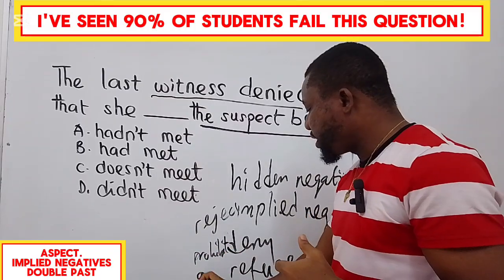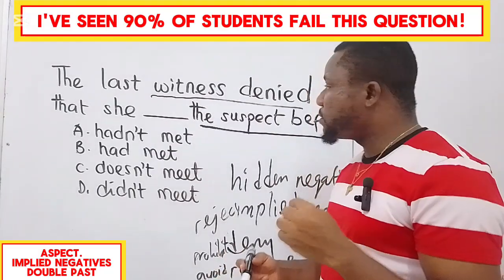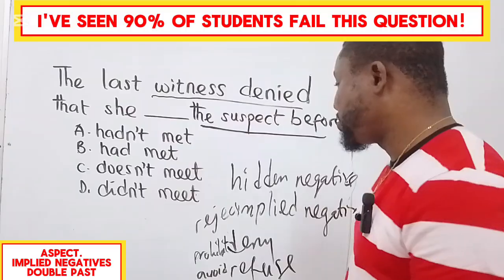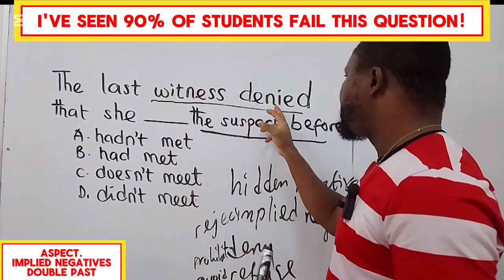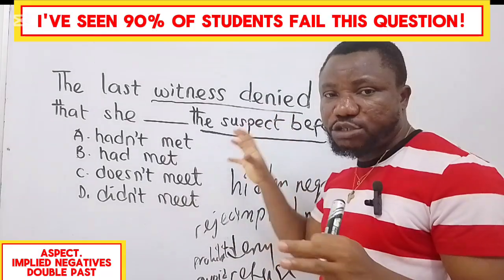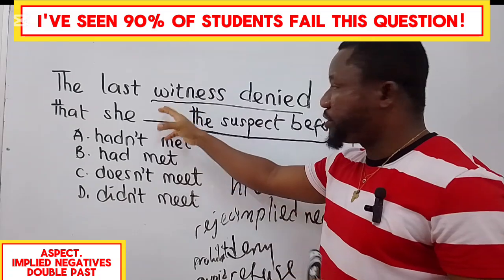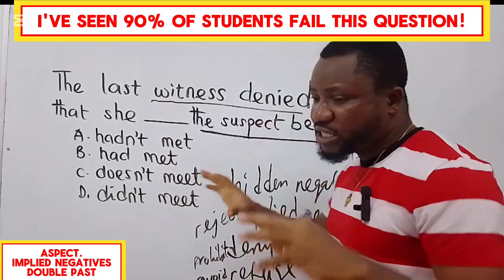We have avoid. So these are just some of the words with hidden negative that WAEC, NECO and JAMB examinations often test students on. When you have a word like deny, it naturally means not. It means that this person, the speaker, the witness here, is saying no.